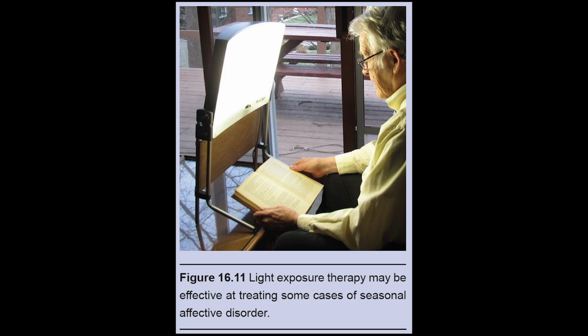Sidebar: clinical connection, seasonal affective disorder. Seasonal affective disorder, or SAD, is one type of depression that has a dependence on daytime sunlight, increasing in prevalence in the winter and decreasing in the summer. The prevalence of SAD is heavily correlated with distance from the equator.